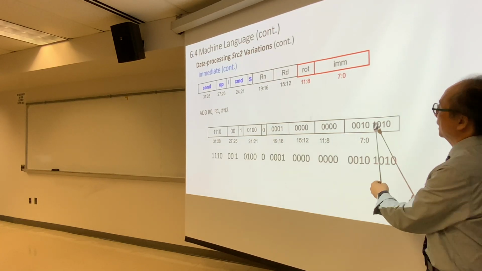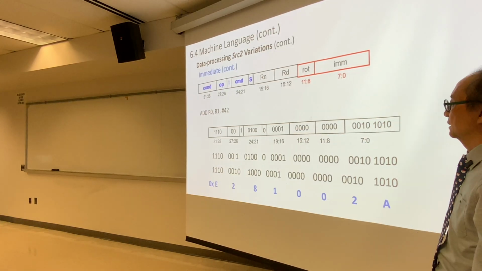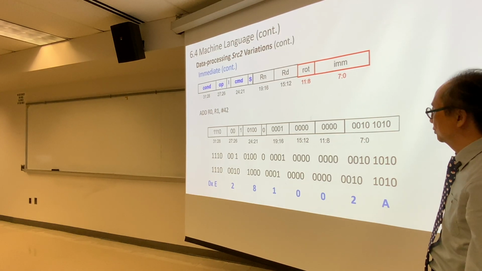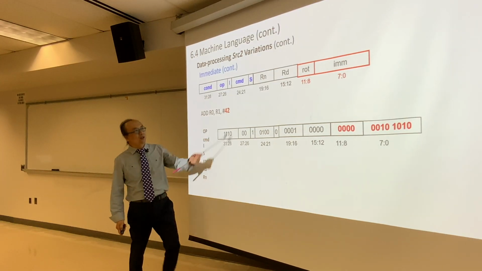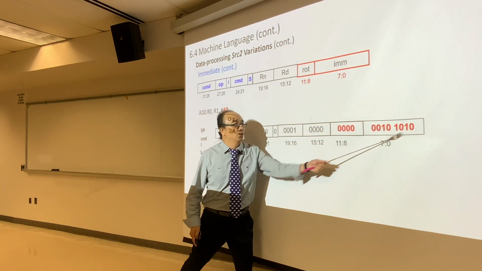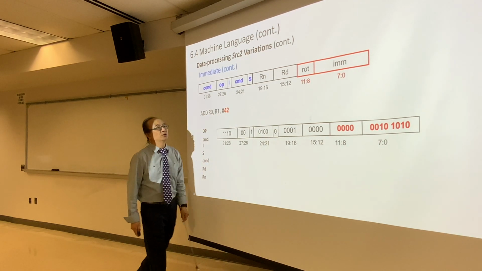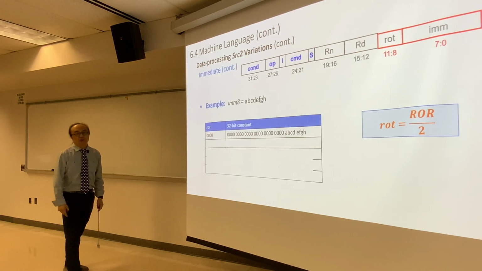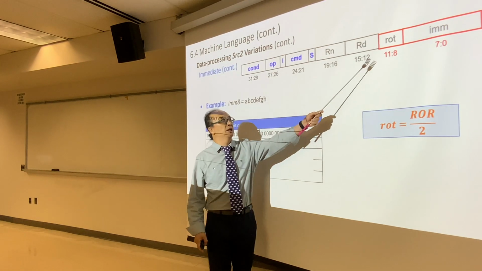When we convert into hexadecimal, grouping them into 4 bits, that is 0xE2810028. Since we can fit this 42 within the 8 bits, we have 42 and no need to do the rotation. Now if it is larger than 8 bits, then we need to use rotation.